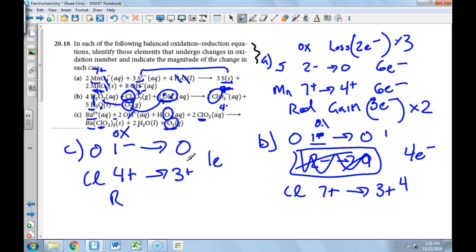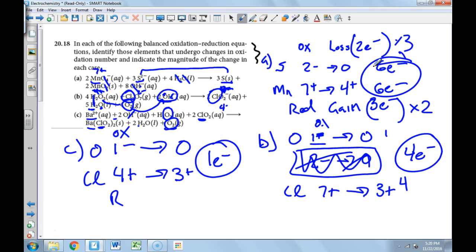So this is changing by 1 electron, and this is changing by 1 electron. Those are the same coefficients, so the magnitude of the change in the number of electrons is 1. That is question number 20.18.